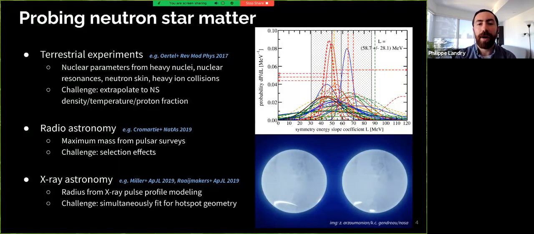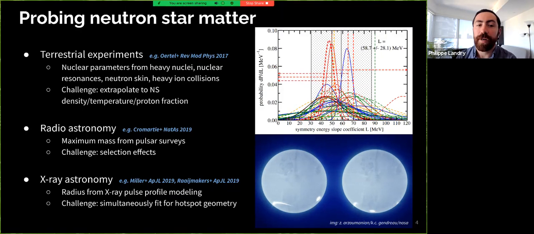So how do we actually go about observing neutron star matter? So of course, I will get to gravitational waves, which is one of the methods that I think has yielded the most insight into neutron star matter in the last few years.